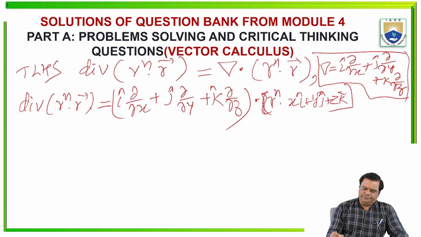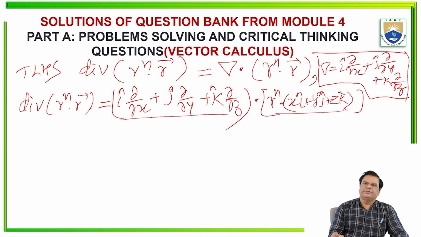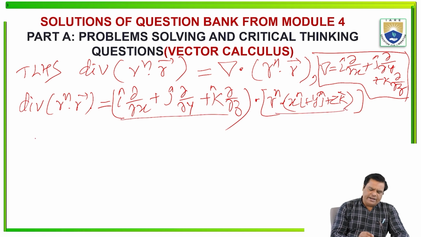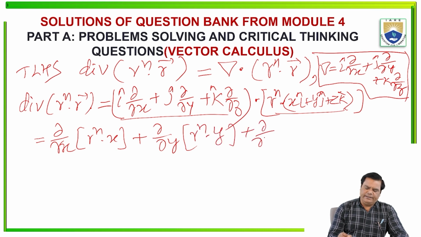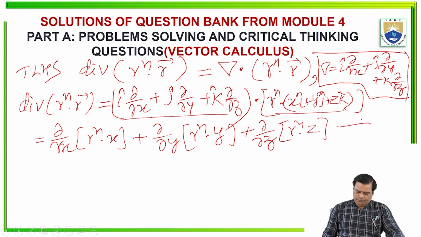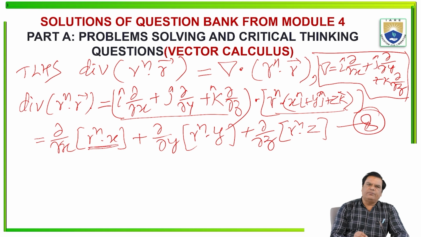So now, taking the dot product, i with i gives 1. So I am writing here ∂/∂x of (r^n x) plus ∂/∂y of (r^n y) plus ∂/∂z of (r^n z). This is equation number 8. Now differentiate, applying the product formula.